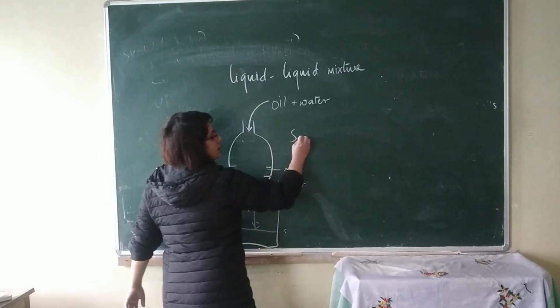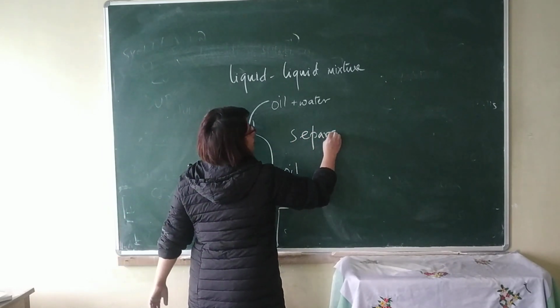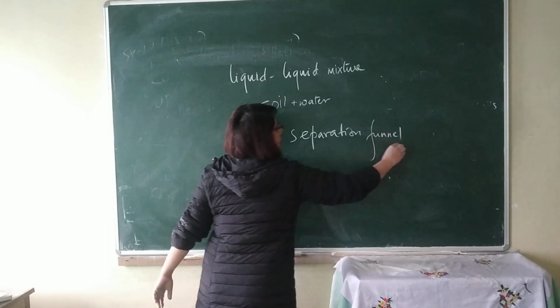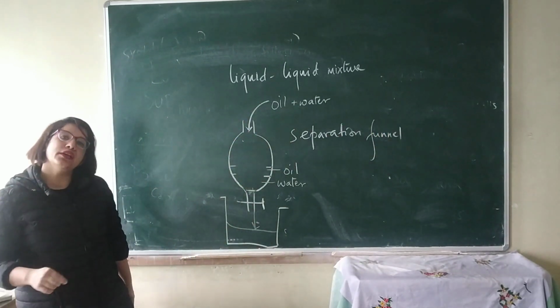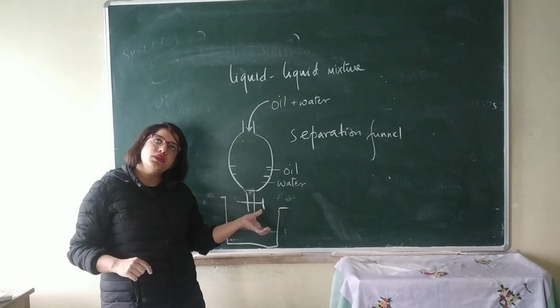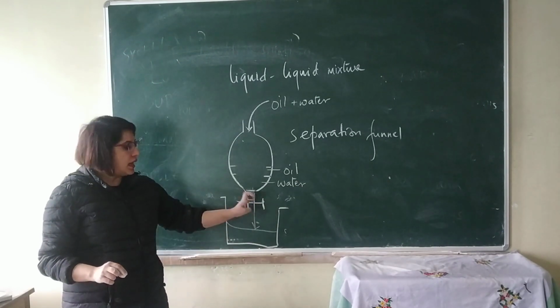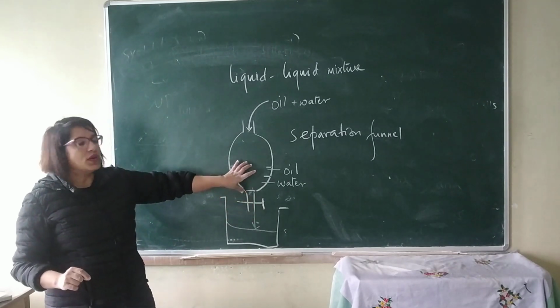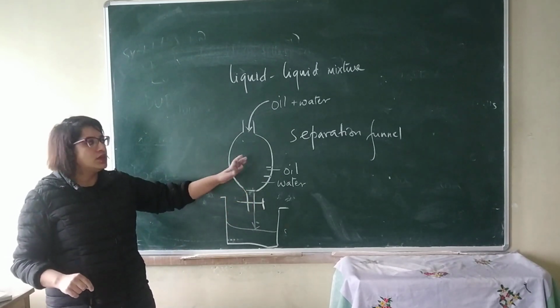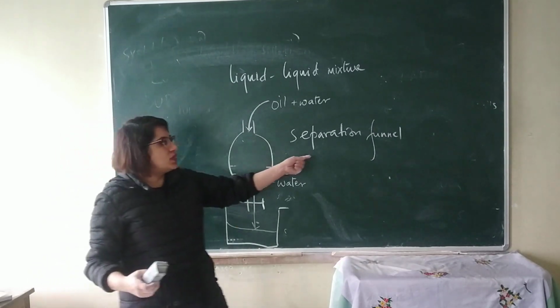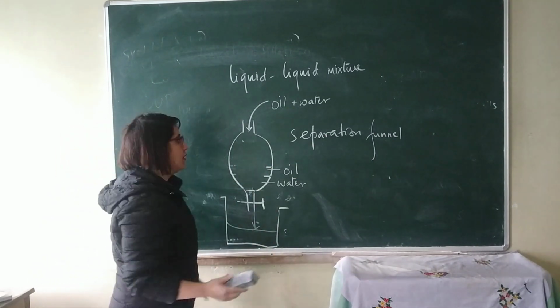We take a separation funnel, add the mixture of oil and water, open the tap, collect the water in the beaker and then close the tap. What is left behind? The oil. So we easily separate immiscible liquids by using a separation funnel.